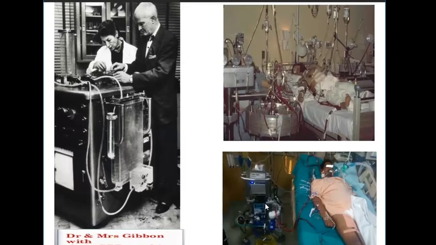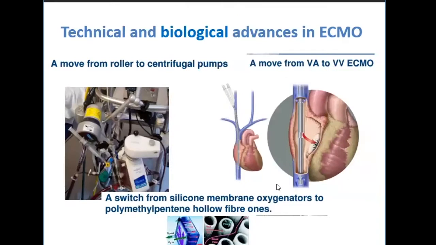So this is how we have made a transition from the bubble oxygenator to the membrane oxygenator. And if we go further, there is a lot of advancement in every part of the ECMO. If you look at the membrane oxygenator, initially it was a complex membrane, but now it is polymethylpentene hollow fibers, which have very high biocompatibility and are very efficacious in exchanging gas. We have shifted from the roller pump to the centrifugal pump, which minimizes hemolysis while you are doing ECMO.